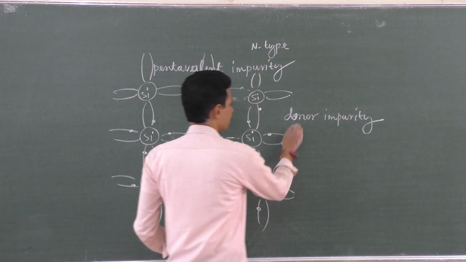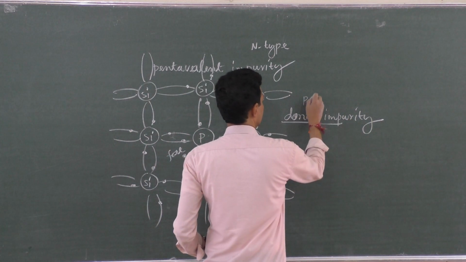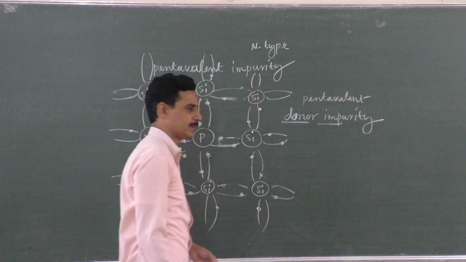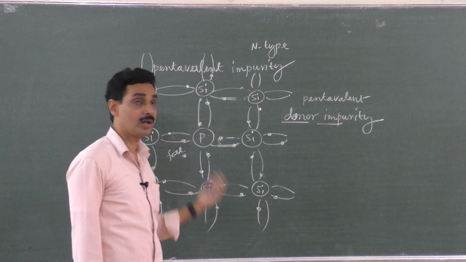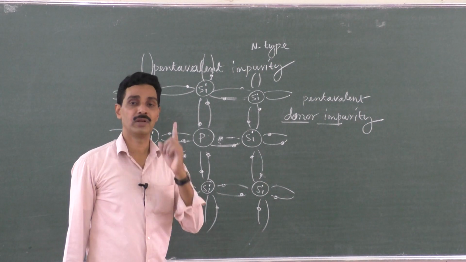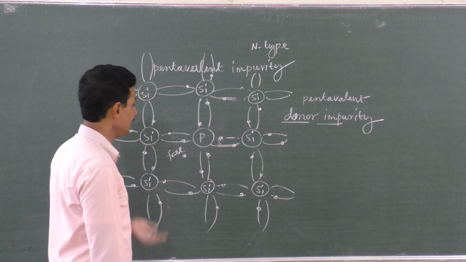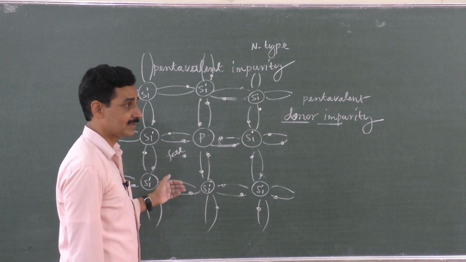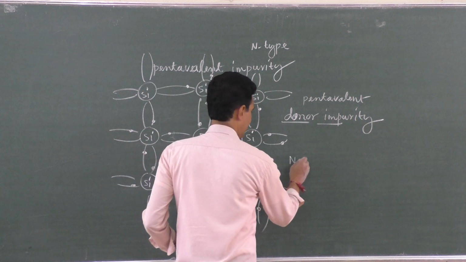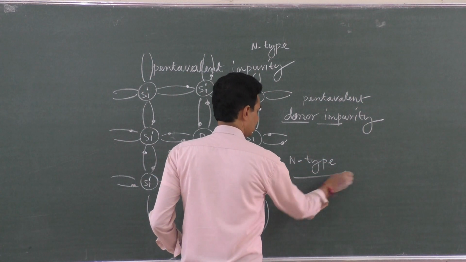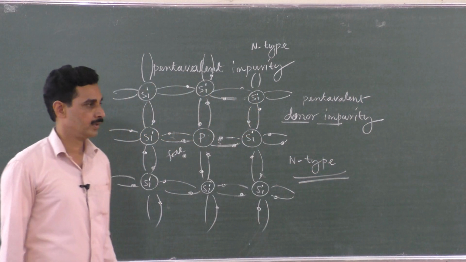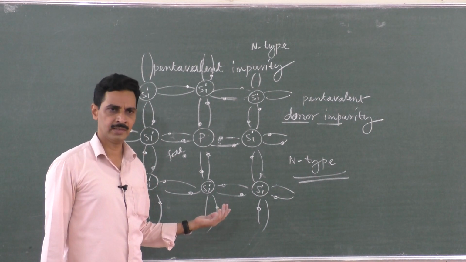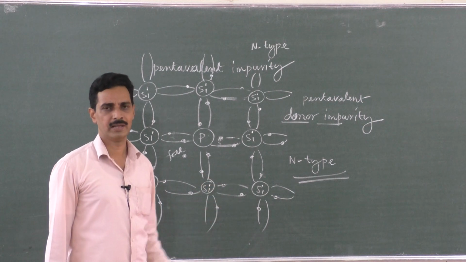So donor impurity, that is pentavalent impurity. Pentavalent atoms like phosphorus, bismuth, antimony are called donor impurities because they donate one free electron. Okay, so addition of donor impurity creates more and more electrons, and that type of extrinsic semiconductor is called N-type semiconductor, because we have more negative charge carriers. This is what happens at room temperature.